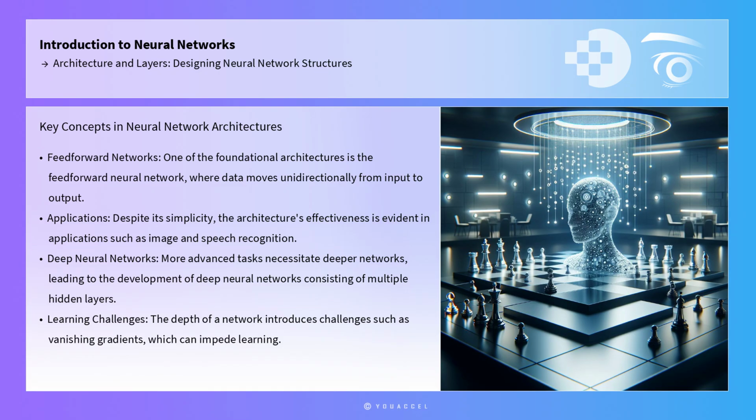One of the foundational architectures is the feed-forward neural network, where data moves unidirectionally from input to output. Despite its simplicity, the architecture's effectiveness is evident in applications such as image and speech recognition. However, more advanced tasks necessitate deeper networks, leading to the development of deep neural networks. These networks consist of multiple hidden layers, allowing them to learn hierarchical representations of data. The depth of a network correlates with its ability to capture intricate patterns, but it also introduces challenges such as vanishing gradients, which can impede learning.